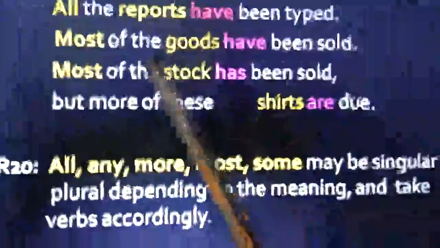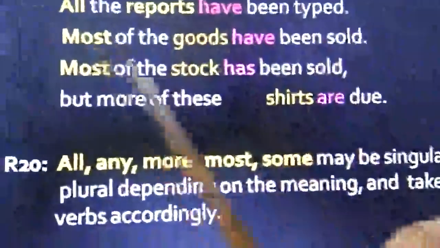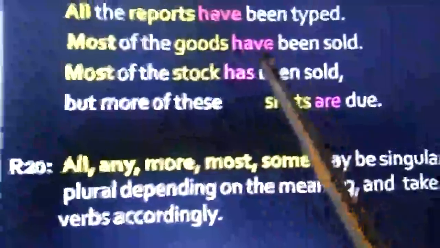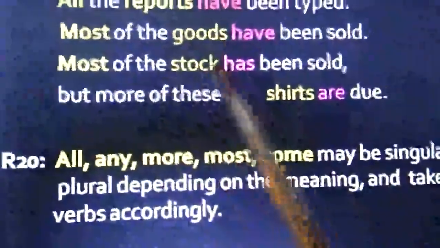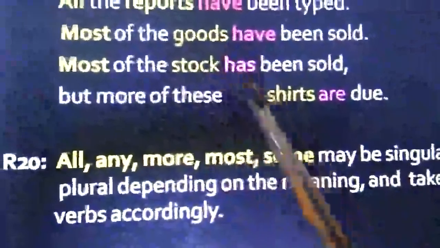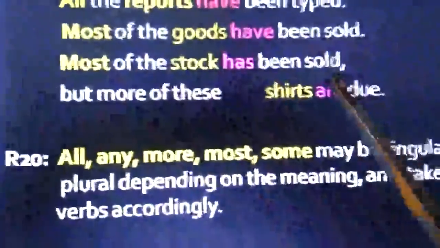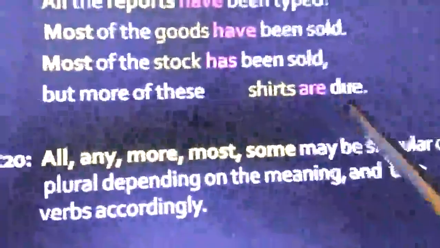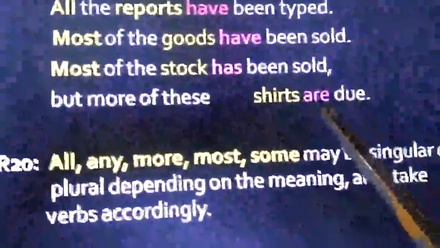See in the next sentence also, most of the goods have been sold. Most of the goods is plural, and so we are using a plural verb. Most of the stock is in singular form, so we are using has, that is a singular verb. Most of the stock has been sold, but more of these shirts are due. Shirts is plural, and so we are using a plural verb.